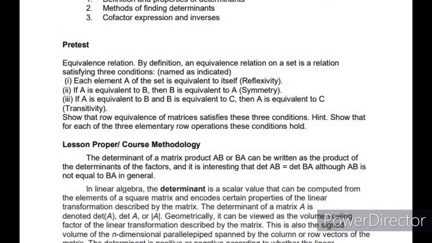So, you will show that row equivalence of matrices satisfies these three conditions. So this is a hint for you. Show that for each of the three elementary row operations, these conditions hold. You can start answering now.